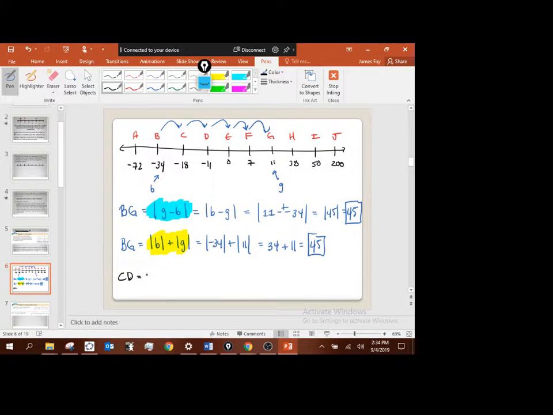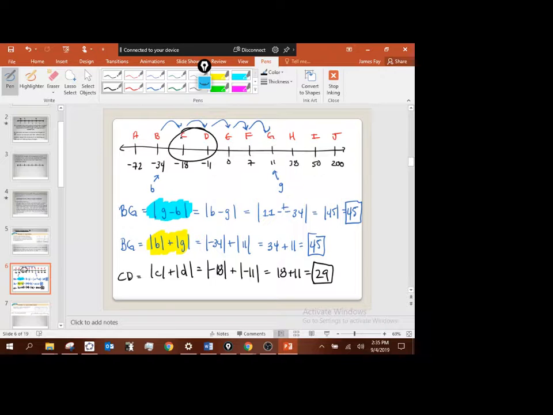If I go C to D and I use this yellow rule, I'm taking the absolute value of C, which would be negative 18, absolute value of negative 18, plus the absolute value of negative 11. So it'd give me 18 plus 11, and I would be saying that there's 29 units between those 2 points. Is there 29 units between negative 18 and negative 11? I mean, that's one we could probably do in our head and say there should be 7, right?